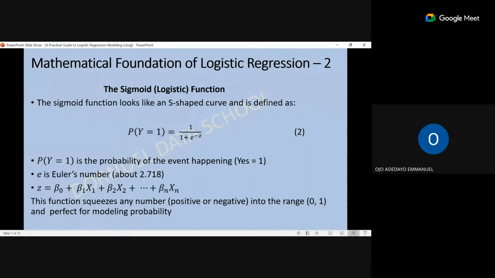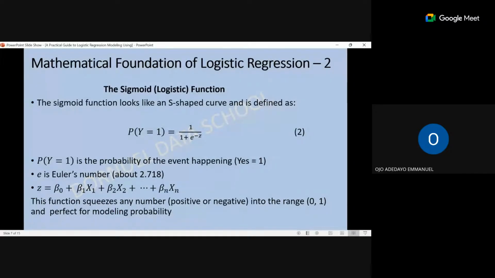I'm not training you to be a data analyst. No, I'm training you to be a data scientist, and you should be able to develop a model. As a data scientist, you are automatically a data analyst, because data analysis is a subset of data science. Please take note of that. So this function squeezes any number, positive or negative, into 0 and 1.